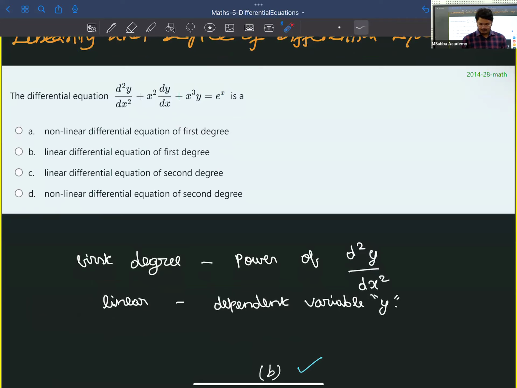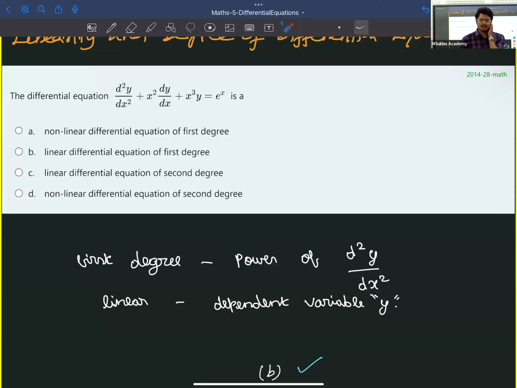So when you have the highest order, which is nothing but here d square y by dx square. The power of the term is said to be the degree. The power of this term is nothing but 1, so it will be first degree. So these both are possible. And again the equation is linearly dependent because it has a y term here. So again linear. So the option is B, linear differential equation with the first degree.